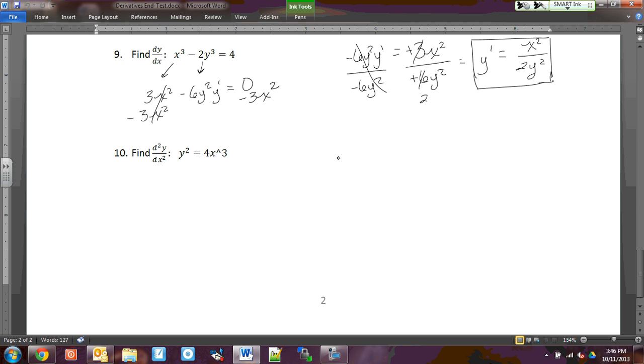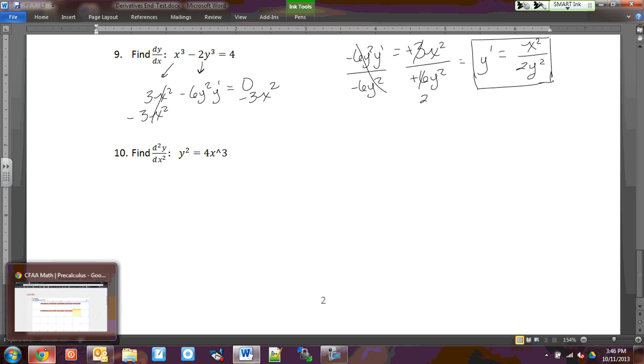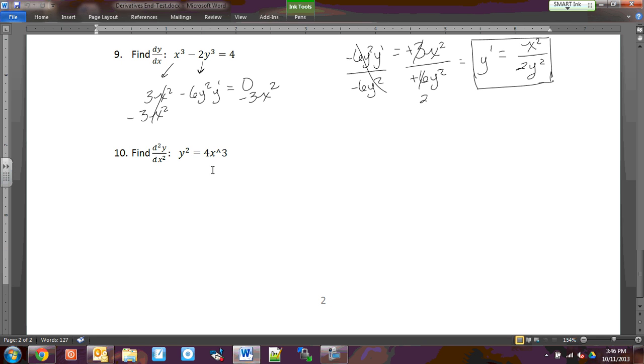Alright, now let's do this one. Now this here, that kind of messed up a little bit. What this is really supposed to look like is 4x cubed, like so. Hopefully y'all understood that was a caret sign. But yes, that is what it's supposed to look like: y squared equals 4x cubed. But again, now we're just going to start taking derivatives.